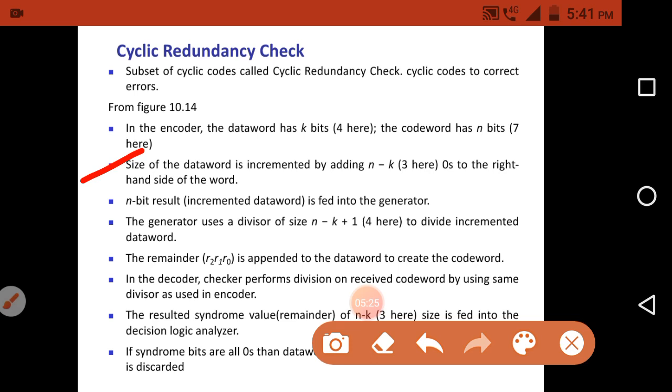Okay, so what is n minus k? There is a 4-bit data word and a 7-bit code word. So n is 7, k is 4, and n minus k is 7 minus 4, which is nothing but 3. So those 3 zeros we need to add on the right-hand side of the data word.